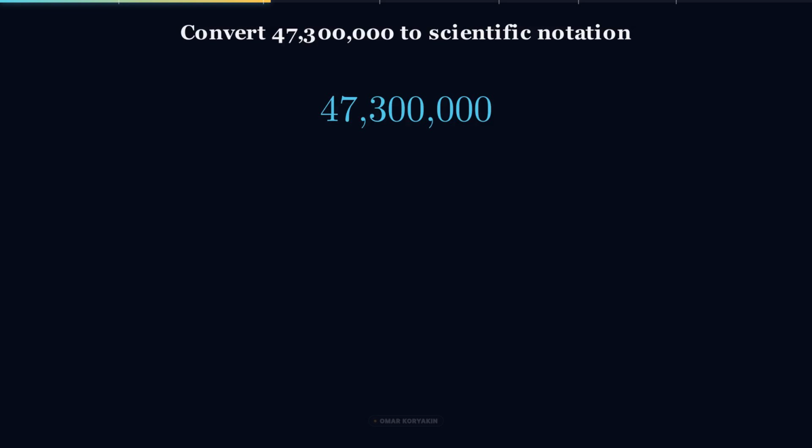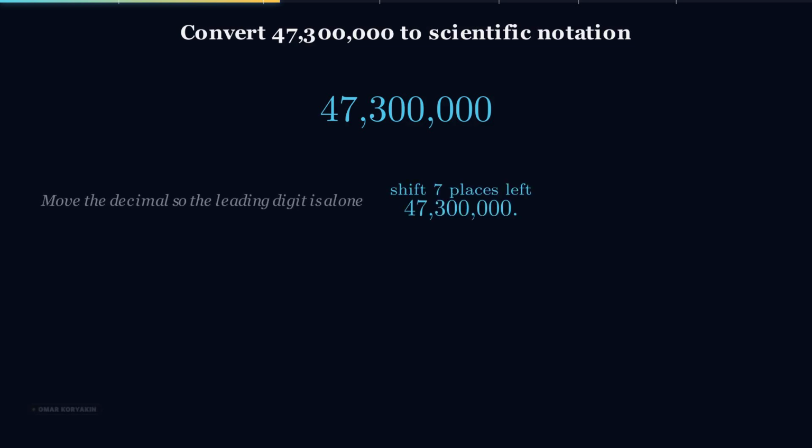The number at the top is 47,300,000. We need to identify the coefficient, identify the exponent, and combine them into the standard scientific notation form. Step 1. Decide where the decimal needs to go so the leading digit stands alone.